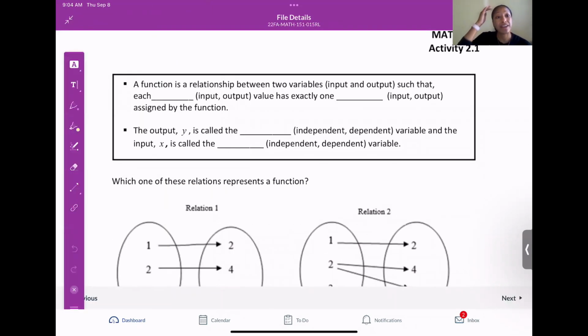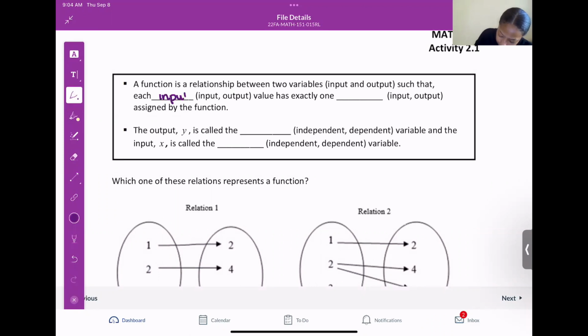All right, so we start off by defining a function. What is a function? A function is a relationship between two variables, the input and output, such that each input value has exactly one output value. So it's a relationship between two sets of things, objects, numbers. If you pick an input, it should map to exactly one output. All of the inputs could go to the same output, that's fine, but you can't have the same input going to two different outputs. That's not a function, okay?